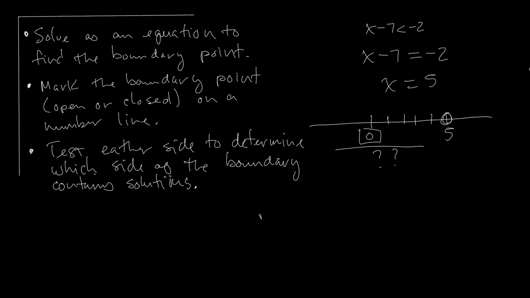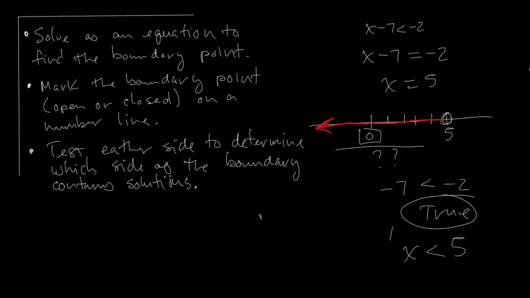So if I plug the 0 in there, I get 0 minus 7, which is negative 7, and then that is less than negative 2. Is negative 7 less than negative 2? Absolutely, that's true. Because that's true, I know that that side is the side that includes my solutions. So my solution is not 5, but everything less than 5, everything in this direction. And if I was to write that, I would say my solution is x values are strictly less than the number 5. Any x value that's less than 5 works.